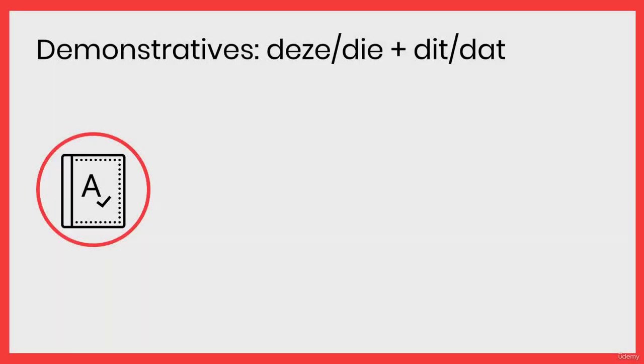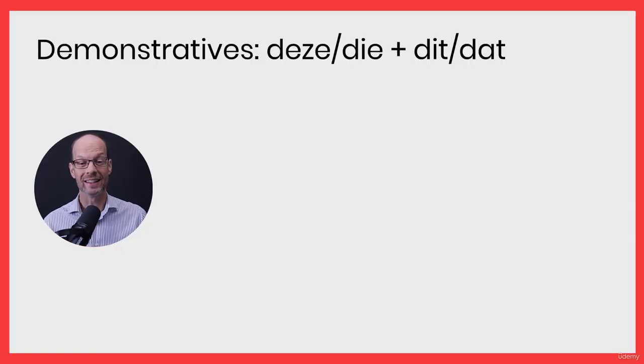So when we talk about things and we're referring to people or things, many times we use demonstratives. So the Dutch demonstratives, and I'll explain it a little bit more, are deze, die, dit, and dat. So you think, why are there so many, right? Because in English you just have this and that. Why do we have so many in Dutch?